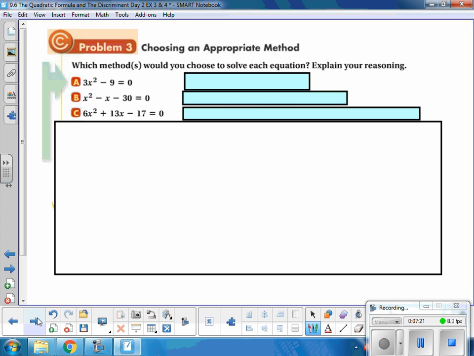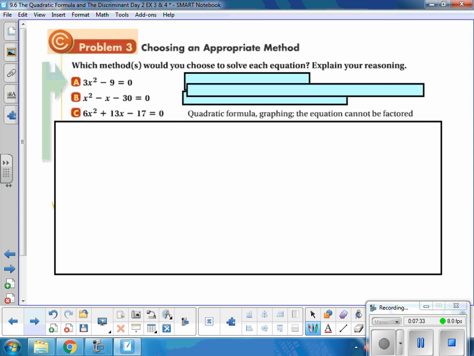For this C, I'm going to look at this one and whoa, not easily factorable. What times what gets me to 17? 6 is not prime, so I'm going to go ahead and use the quadratic formula for this one. Let the cats sing their song to me. So negative 13 plus or minus the square root of the b term squared minus 4ac, all over 2a.